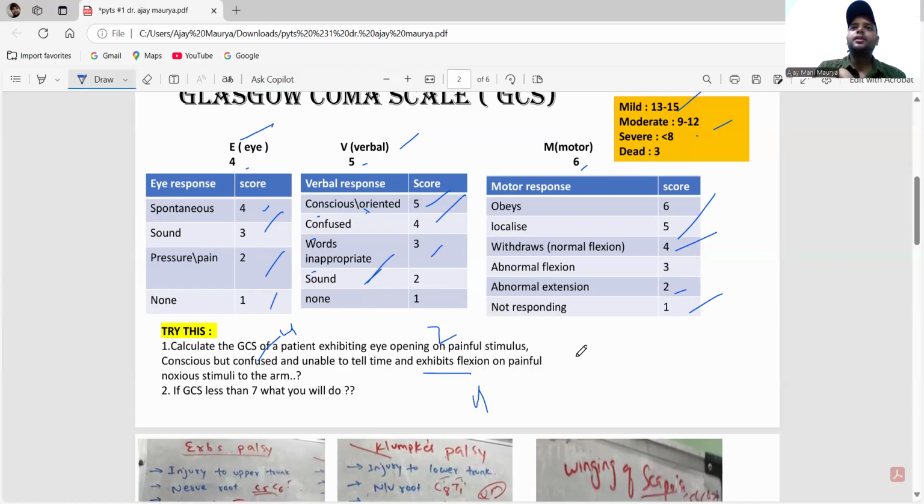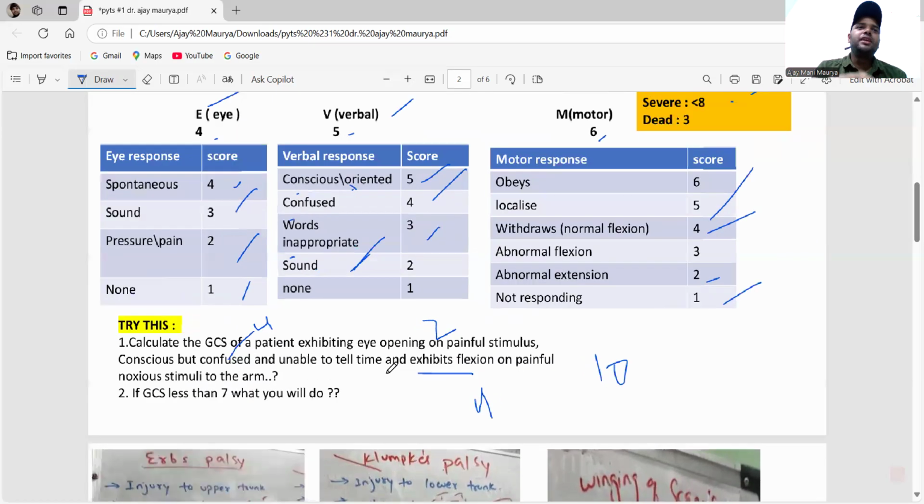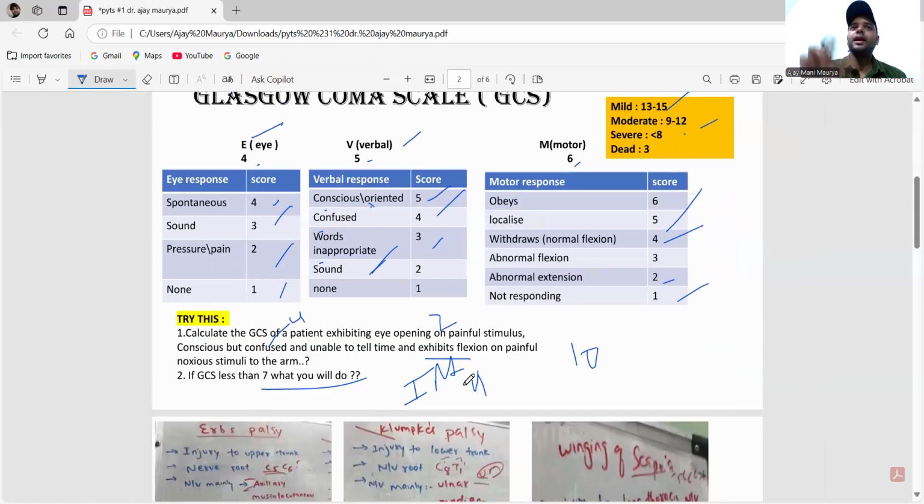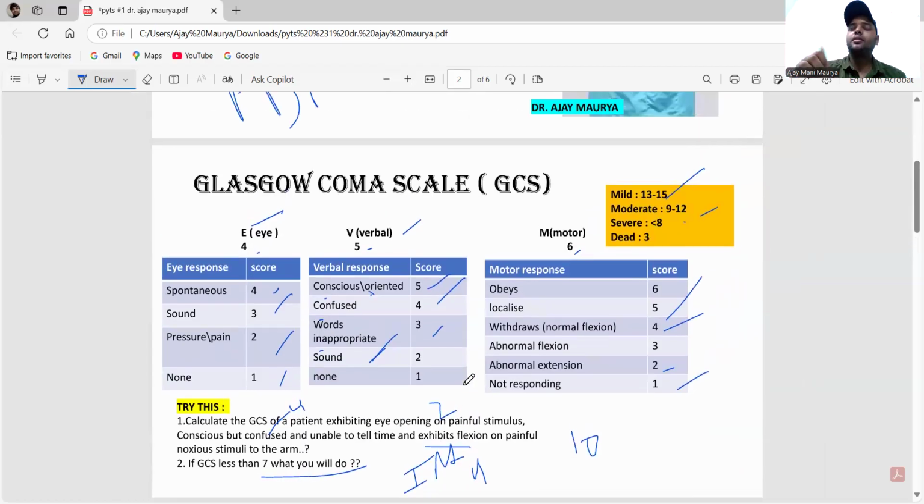It's a 10. If GCS is less than 7, what will you do? You have to always intubate the patient first. Always intubate the patient. Now, with the Glasgow Coma Scale, please remember, guys.